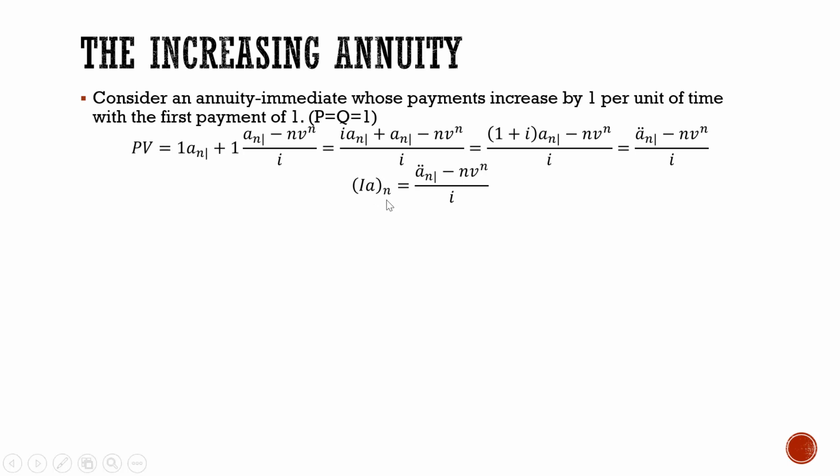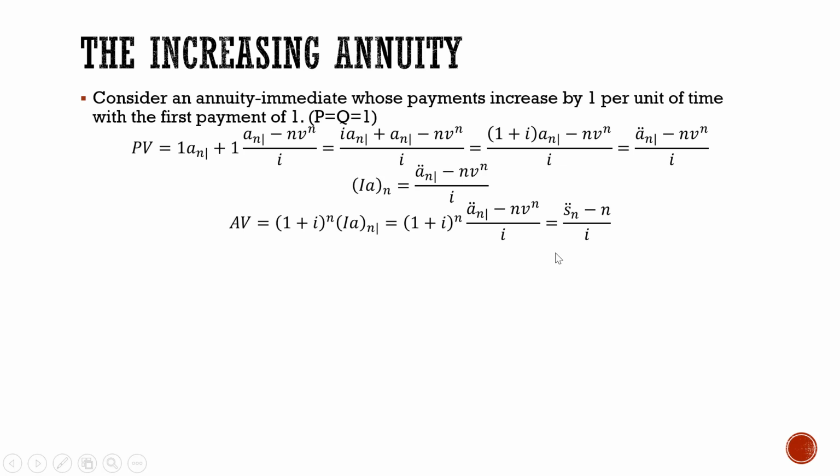Basically, to prove this formula, we use the P-Q methods and replace P by 1 and Q by 1 to derive it. So 1 times I-A-N here is I-A-N plus A-N, which is (1 plus i) times A-N, and that becomes A double dot N.